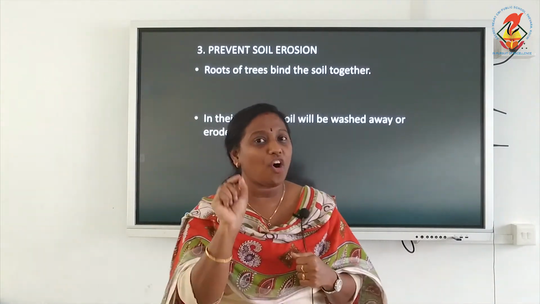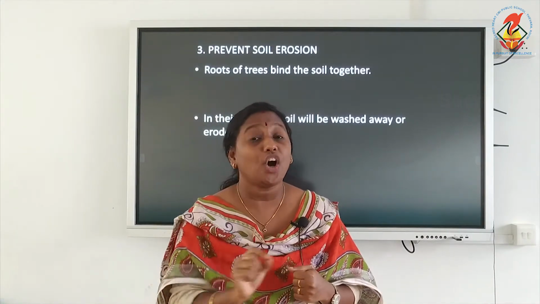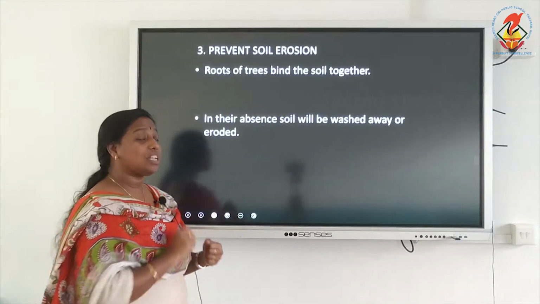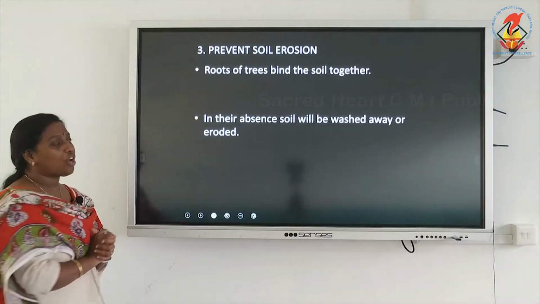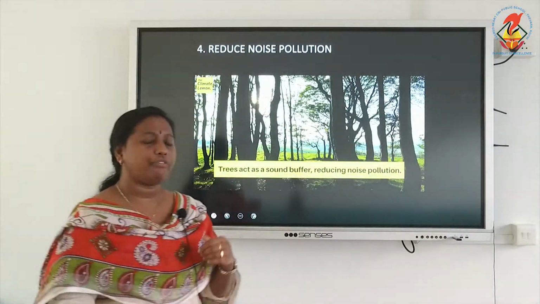So, when there is a forest cover in an area, when there are lots of plants in an area, soil erosion is prevented. Hence, what can we tell? Forest helps in preventing soil erosion. So, understood? Yes. Next, use of forest.